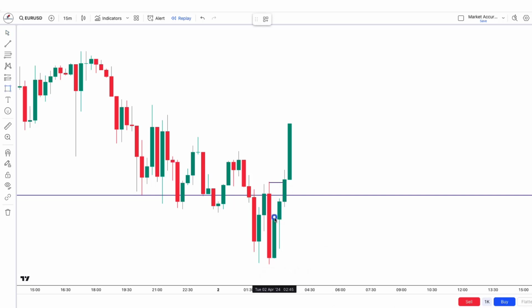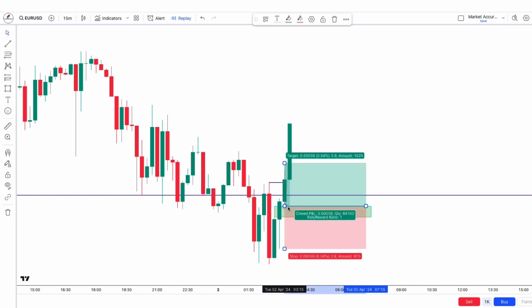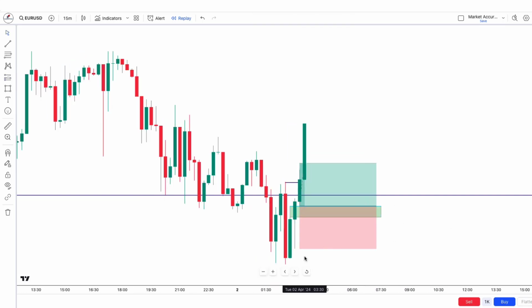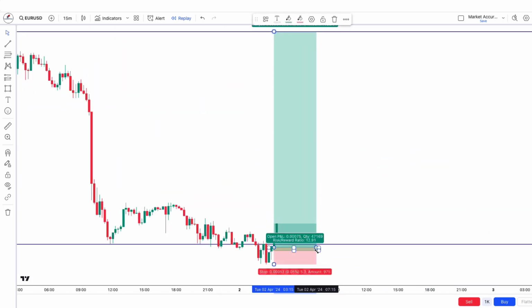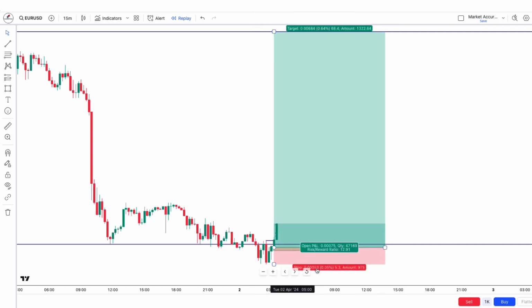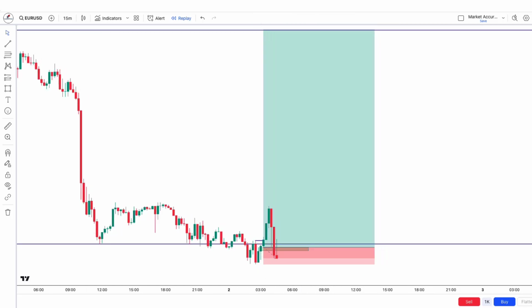So just around here, what do we have? A fair value gap. Our entry is going to go just below this low, and we are going to target the Monday high, giving us 12.91 risk to reward. So let's see how this plays out.